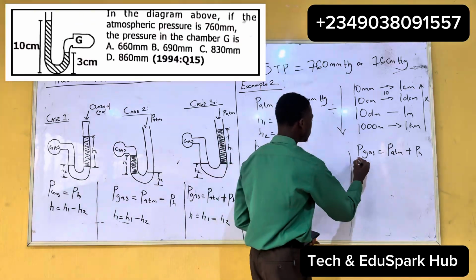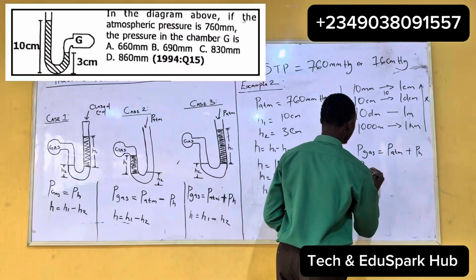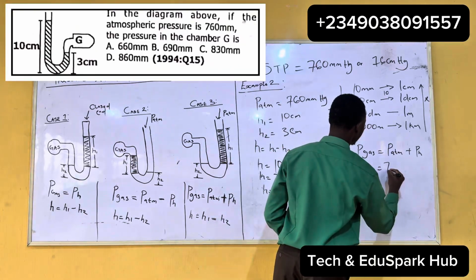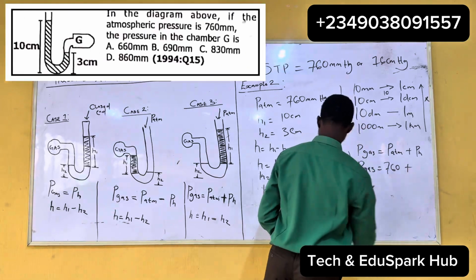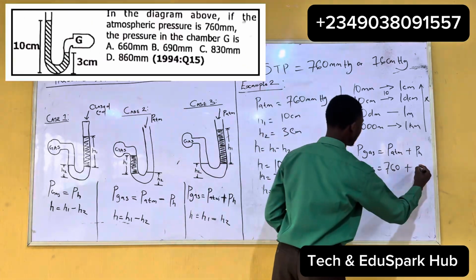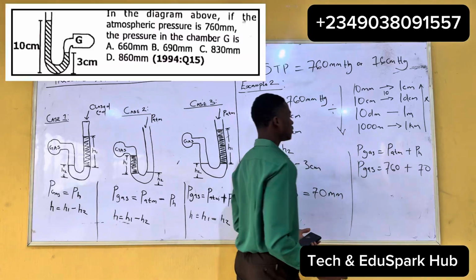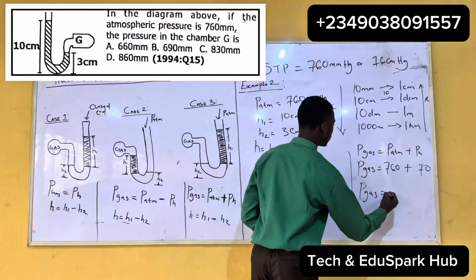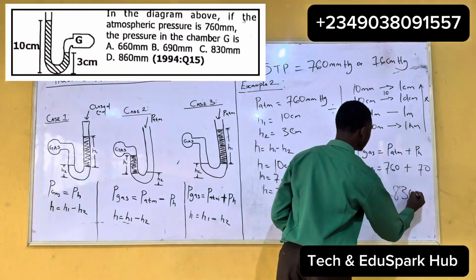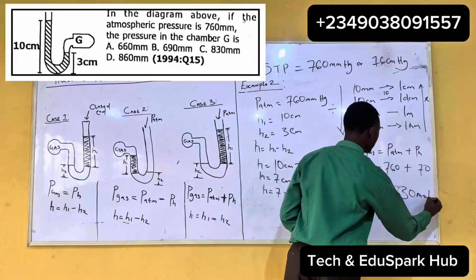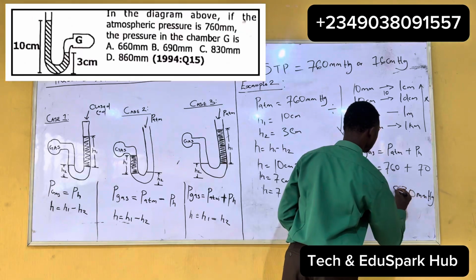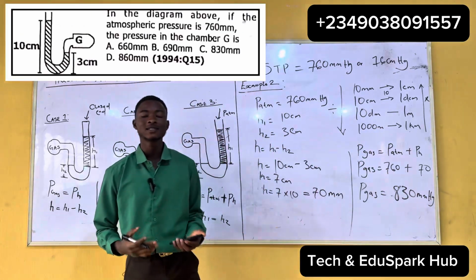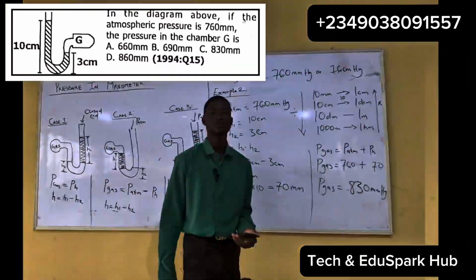So now that we know that our PATM is equal to 760 millimeter mercury, we can say 760 millimeter mercury plus our final height, which is the pressure of the height, which is 70. So in this case, if we add this together, we will get our P gas to be equal to 830 millimeter mercury. And this is our final answer for questions of this type.